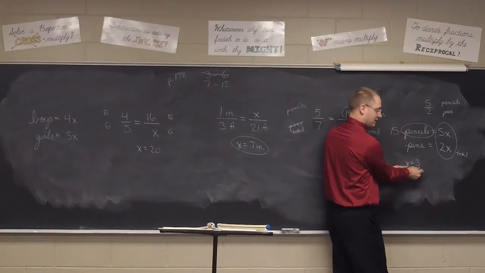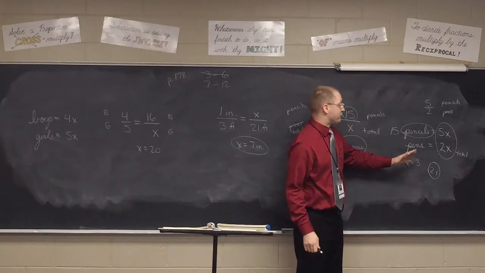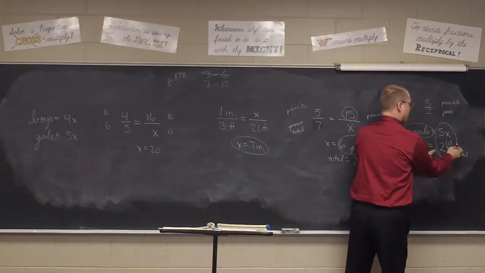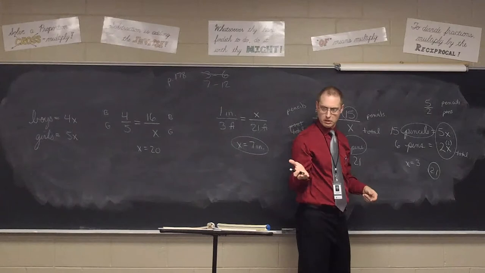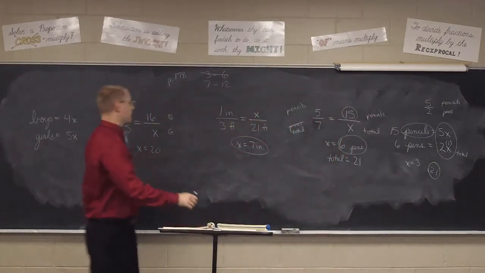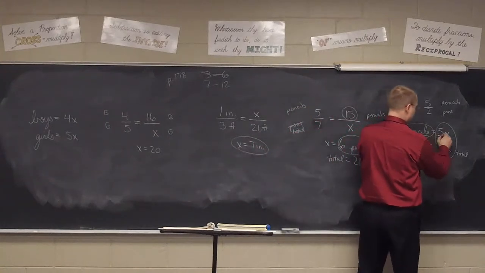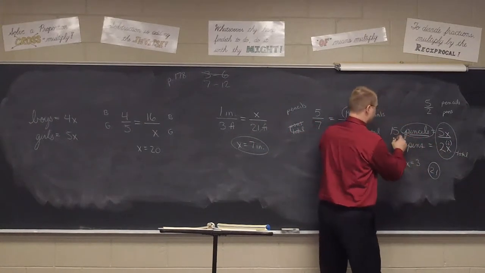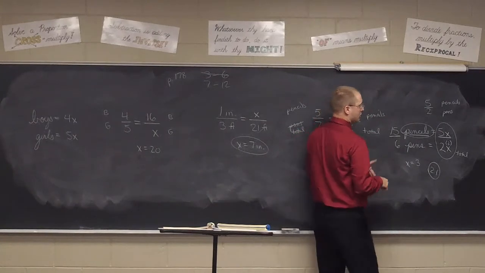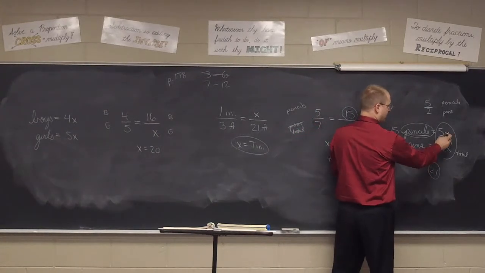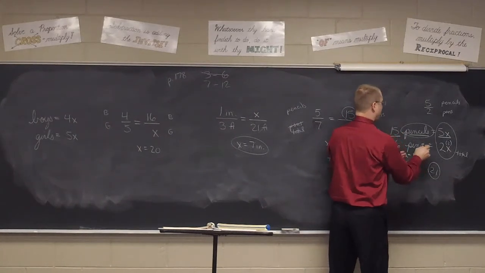7X? Yeah. 21 utensils. But if they'd asked for how many pens? Oh, you mean how many pens? You mean 2X? 6 pens? Okay. Pencils is 5x. Pencils is 15. Pencils is both, right? So therefore, 5x must equal 15. Oh. So therefore, x has to be 3.